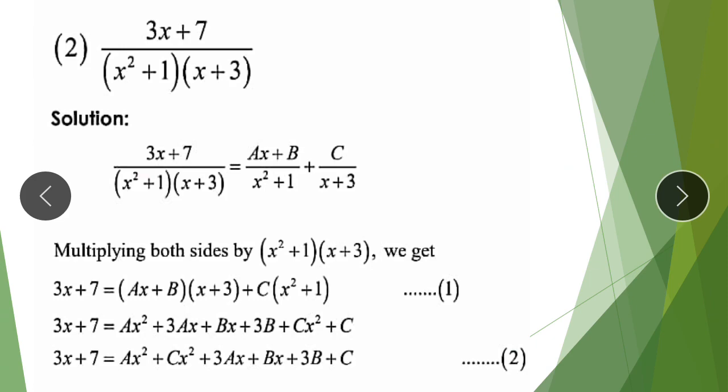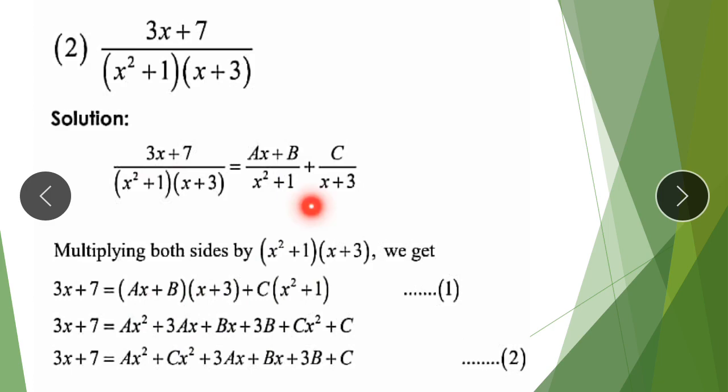Now we have question number 2 here. It will be done in the same way. Here you can see that the quadratic term is written first. So you can write it as the denominator is the quadratic. So here will be ax plus b. So in the numerator we must have the linear expression, and the next denominator is linear, so there will be just a constant then. Fine. Again the same procedure, that multiplying both sides by the LCM, we will get here 3x plus 7. With x plus b we will get this, and with c we will get x square plus 1. By expansion we will get equation number 2.